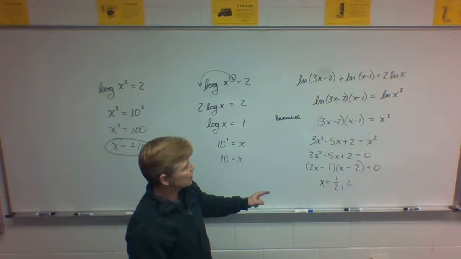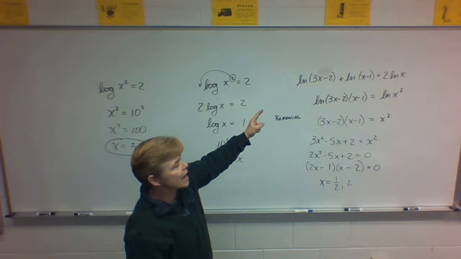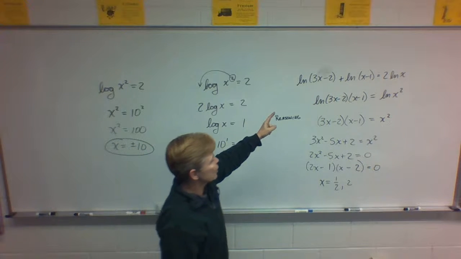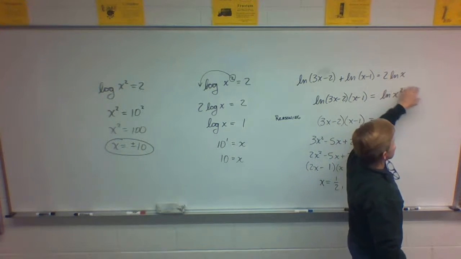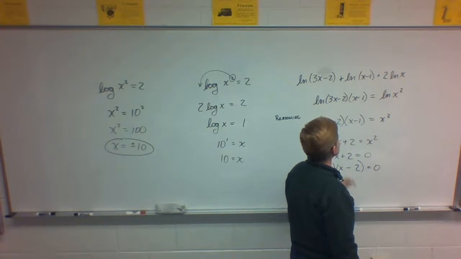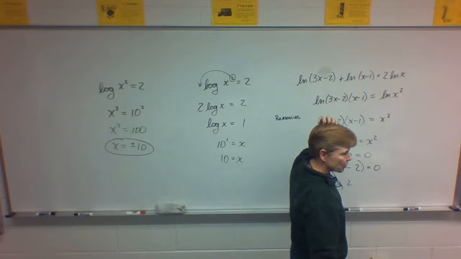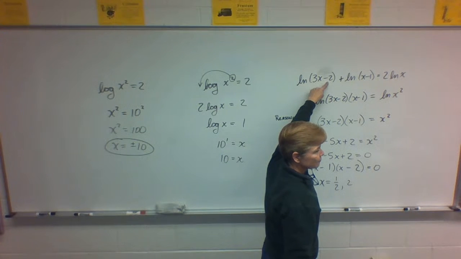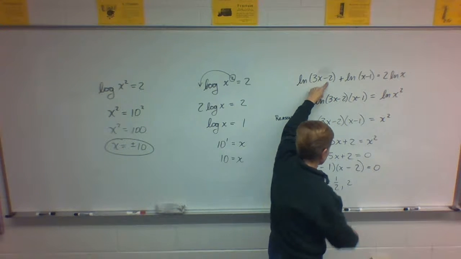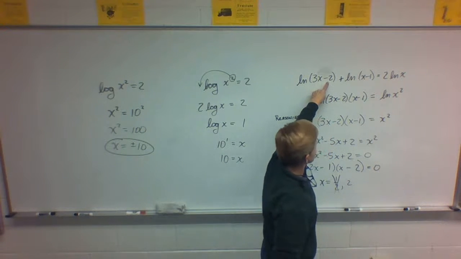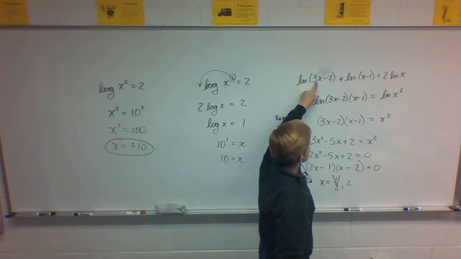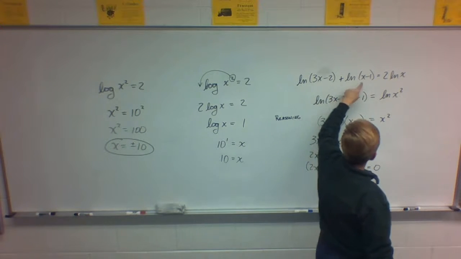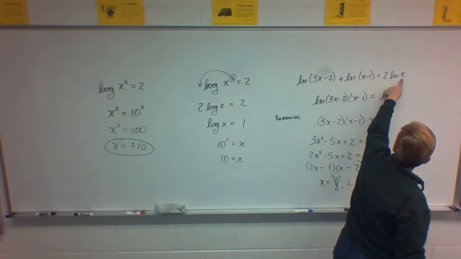You go clear back to the original, way back to the original. There are 3 logs in the original. If either of these make any of those logs log a negative, we throw it out. 3 times a half is 3 halves. That's 1.5 minus 2. That makes it negative. Reject. Gone. Plug the 2 in. 6 minus 2 is okay. 2 minus 1 is okay. 2 is okay. We'll keep that.